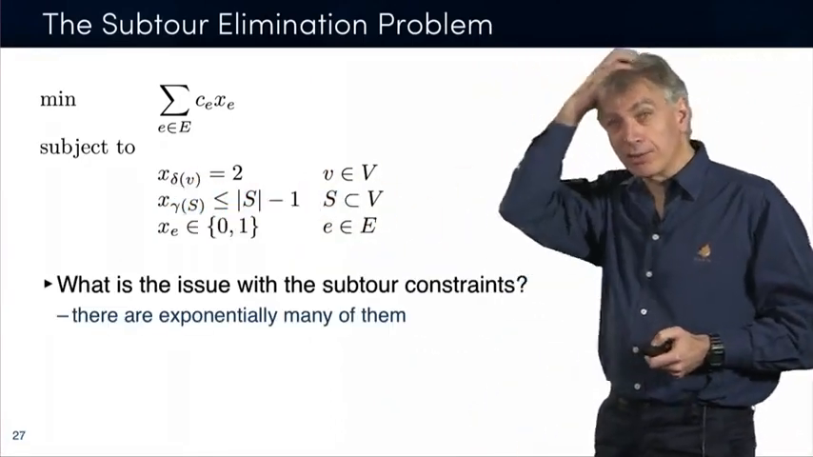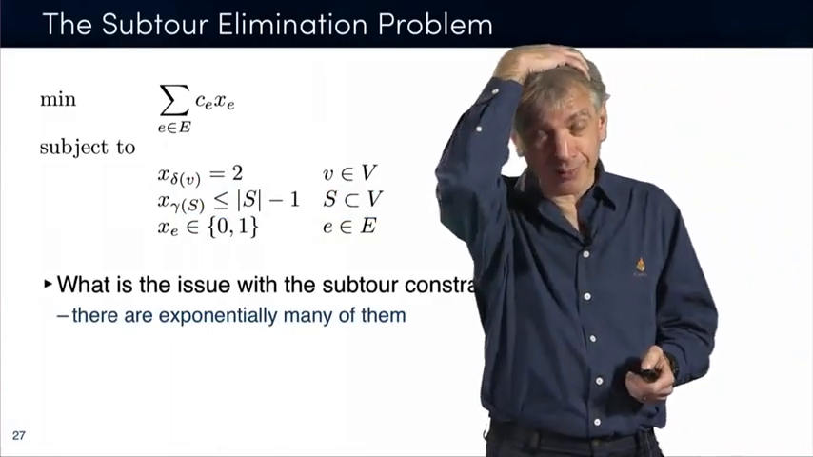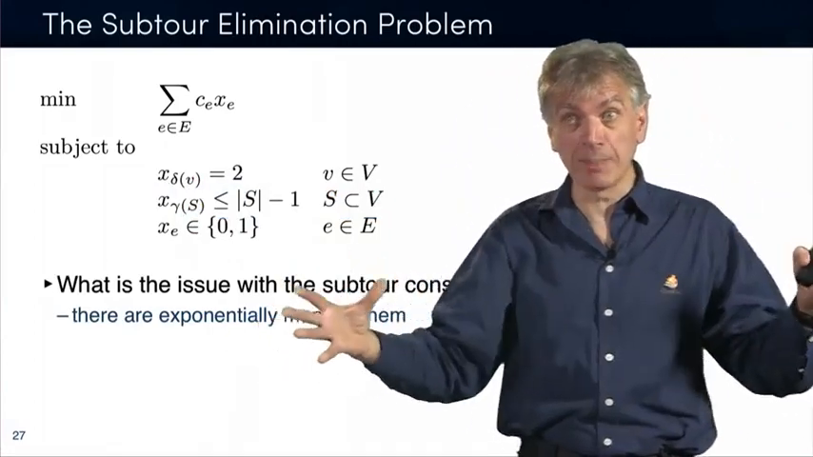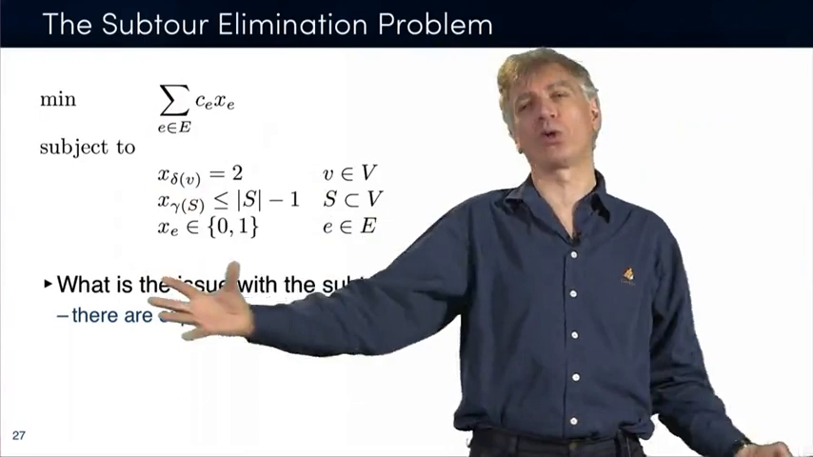Okay, now, but what is the issue with these subtour constraints? Well, once again, there are exponentially many of them. So you don't want to write them all down, right?